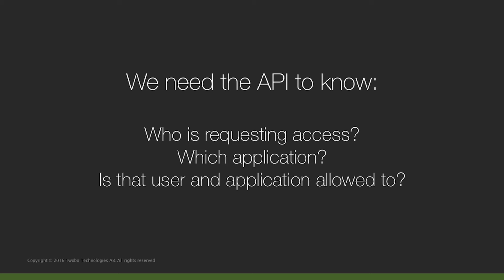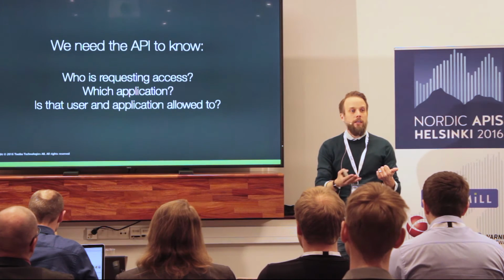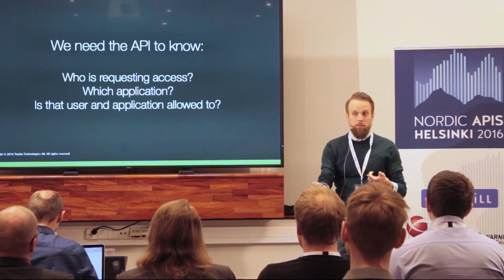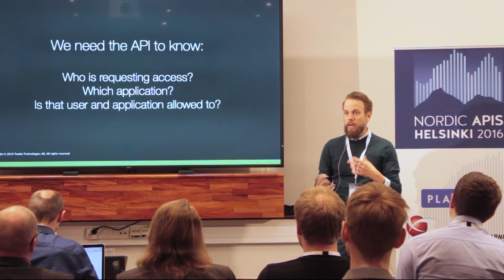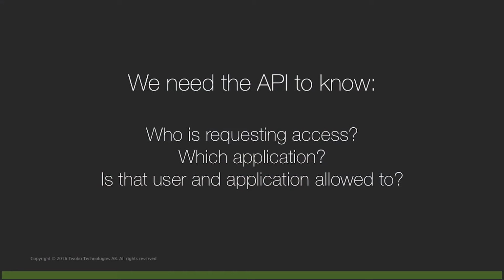So once again, what do we need to know? What does the API need to know? Who requested access? Which application was requesting the access? It's good to know both, because if it's an iPad requesting it, we might want to formulate other responses than if it's a desktop asking for it. We might want to add more metadata, for instance, for how to display it. And are they allowed to?